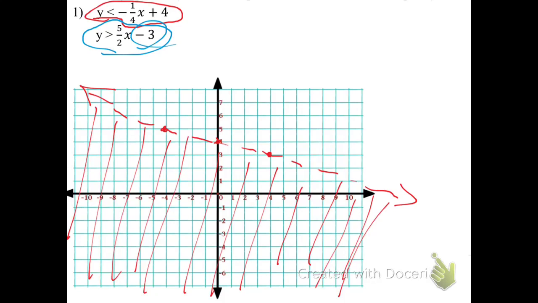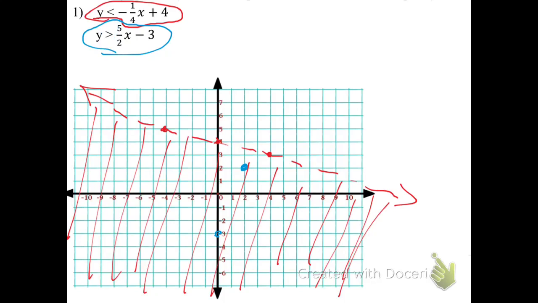This has a y-intercept of -3, so go to -3, put a point there. Alright, it has a slope of 5/2, so go up 5 as you go right 2. Okay, that's going to put you right there. 1, 2, 3, 4, 5, right 2. Okay, now we know where our line's going to go.